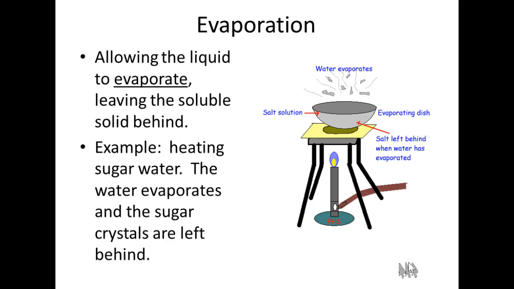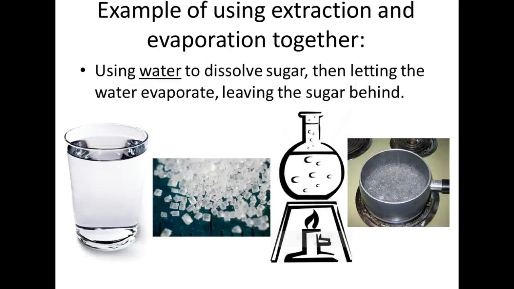Evaporation is allowing the liquid to evaporate, leaving behind the soluble solid. So for example, if we had that sugar water and we wanted to get the sugar by itself, we could heat that up, and the water would evaporate and the sugar crystals would be left behind. Here's an example of extracting and evaporating together. So we could use water to dissolve the sugar. Then letting the water evaporate, we could leave the sugar behind.